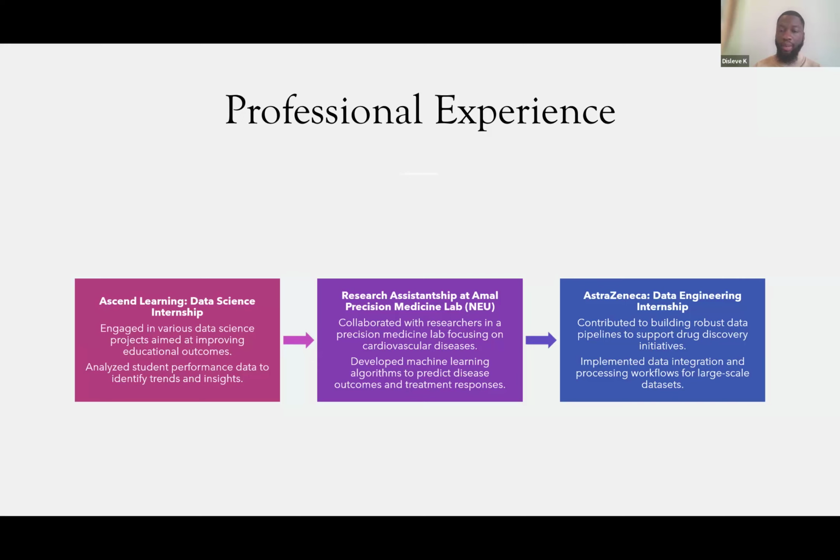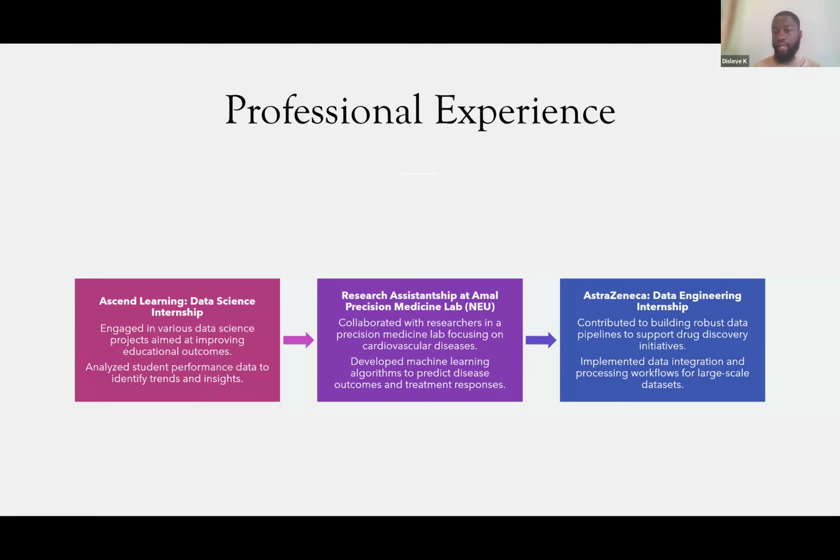While getting my master's degree, I also got a research assistantship position at the Precision Medicine Lab at Northeastern University, because I was genuinely interested in the healthcare side of data, working with healthcare data and solving problems in that field. So that's why I focused on getting a research assistantship in a lab that focused on that kind of work, where my research usually involved building machine learning pipelines and machine learning algorithms to make predictions in terms of cardiovascular diseases, cancer, and different treatment responses.